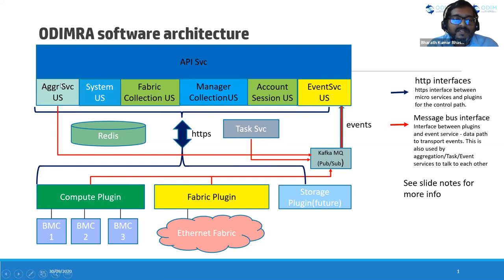So when we add a system, that goes from the aggregation service via the HTTPS interface to the compute plugin, which will discover the device and add all the topology information in the Redis database. The acknowledgement is sent back on the HTTPS and then back to the end user. So that's the rough flow.